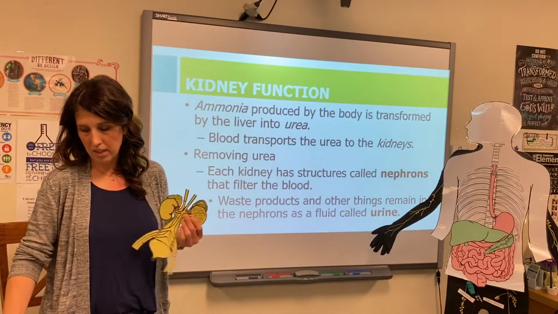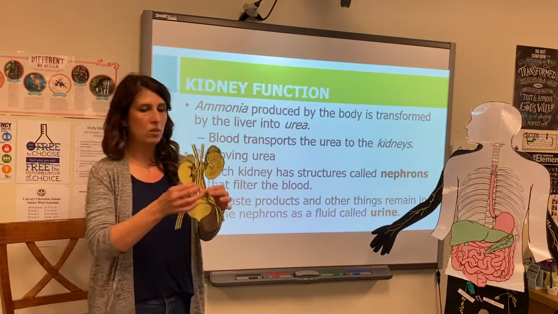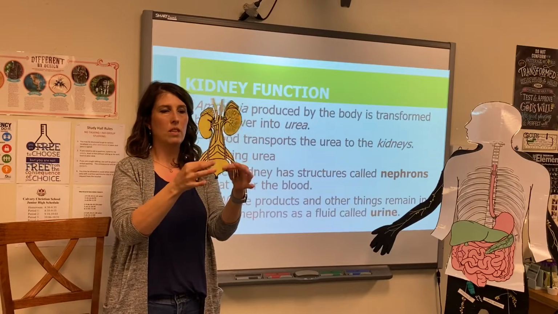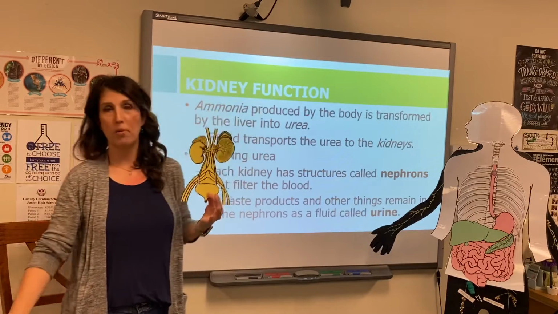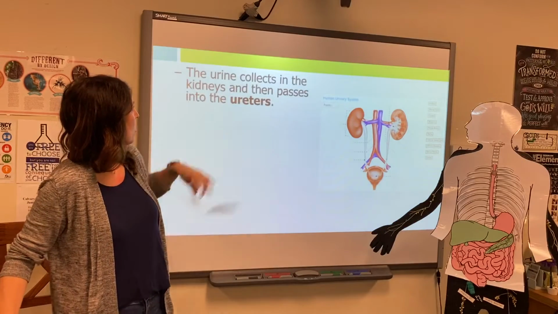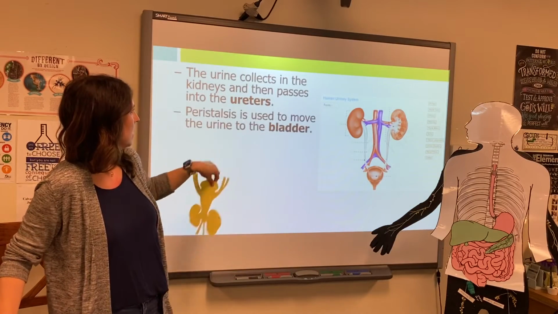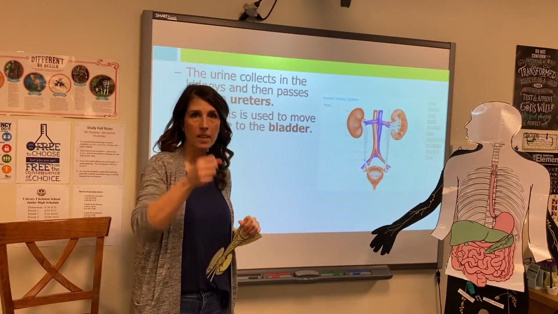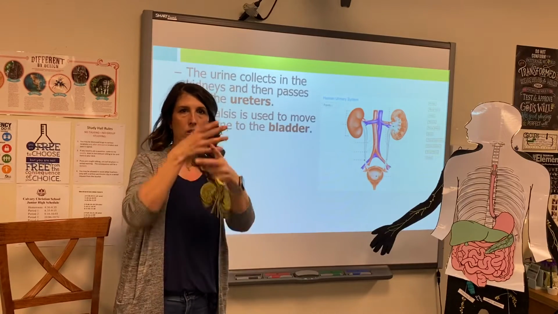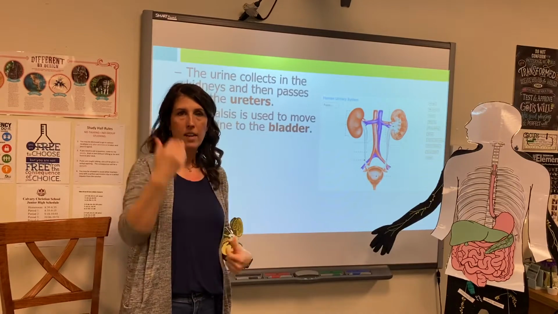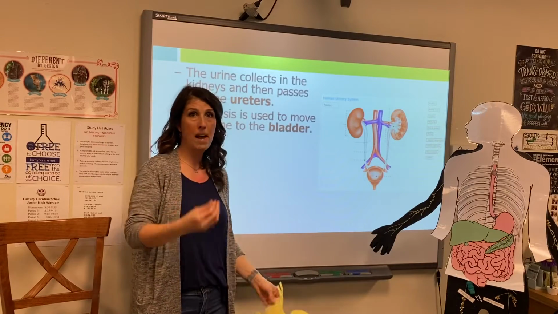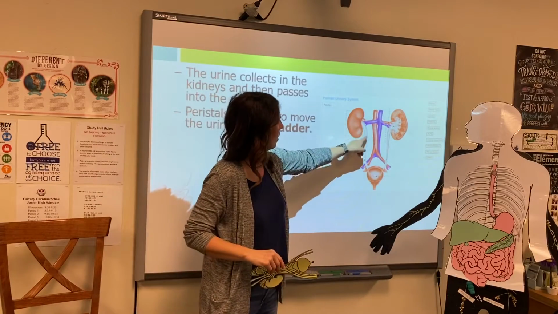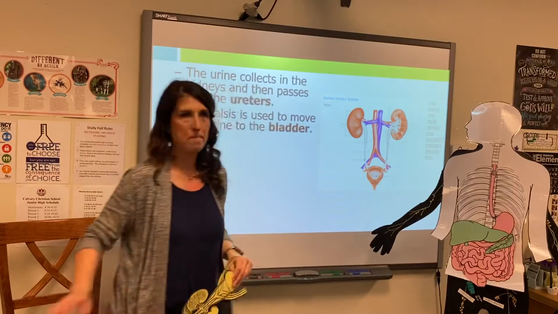So what happens is the urine collects in the kidneys, and then it passes through the ureters. These ureters are tubes right here that bring the urine down to this structure. And you've probably heard of this structure before. It's your bladder, okay? Peristalsis is used to move the urine to the bladder. Remember, peristalsis from the last lesson is that contracting that pushes things down. So the ureters contract, and as they contract, the urine passes through the ureters to the bladder, okay? So kidneys, ureters to the bladder, okay?